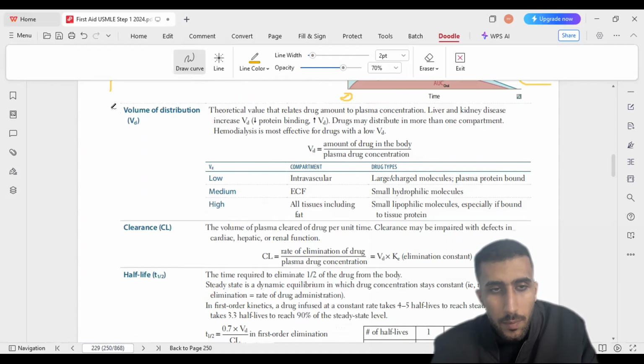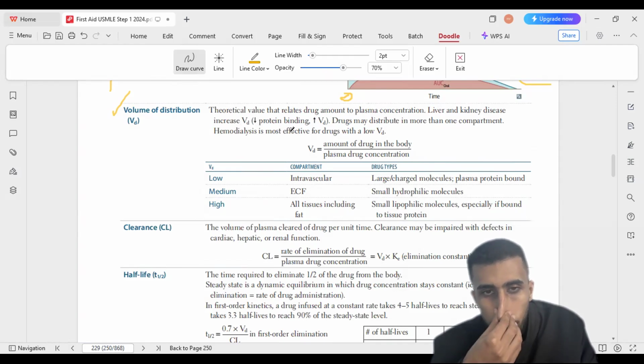So the next term is volume of distribution. This is a theoretical value which relates the drug amount to the plasma concentration. A drug is not going to stay in the circulation; it is going to be distributed into the extracellular fluid and all tissues, and this is going to affect its plasma concentration, because it will go into the tissue at the expense of staying in the circulation. So the plasma concentration is going to be different for different kinds of drugs. So this is volume of distribution.